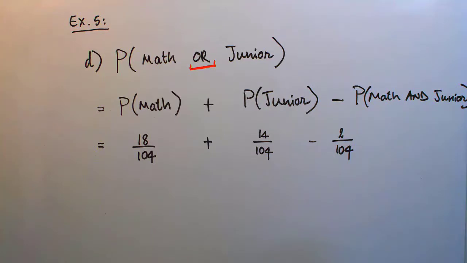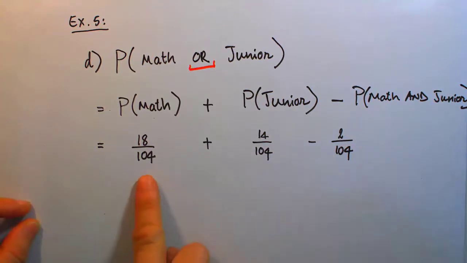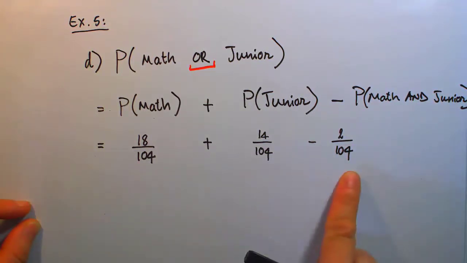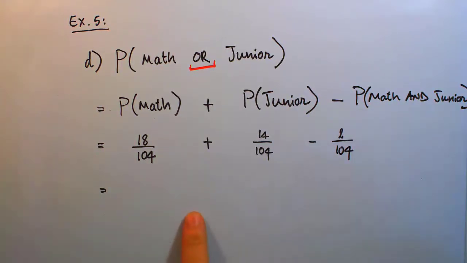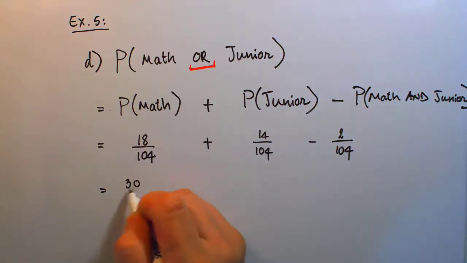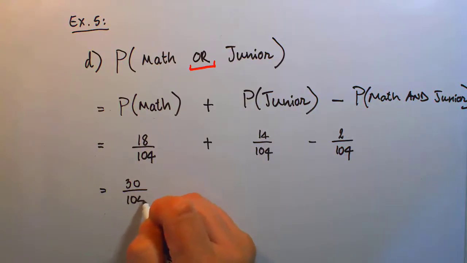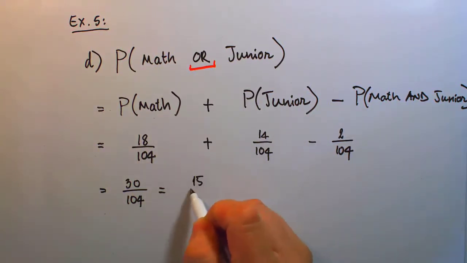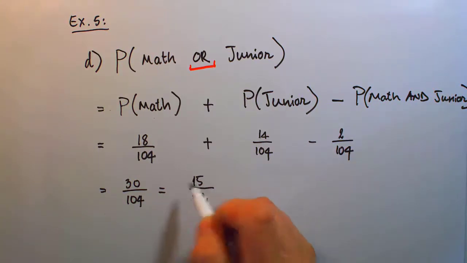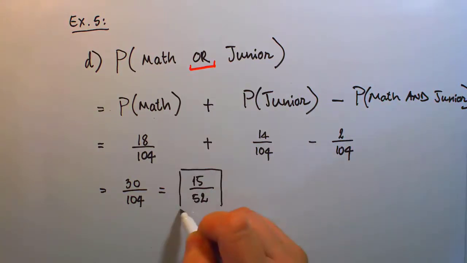And now I purposely left these fractions unreduced so that it's easier to do the calculation at this final step. The math turns out being 30 out of 104, which reduces down to 15 out of 52. And that's how we're done with this question right here.